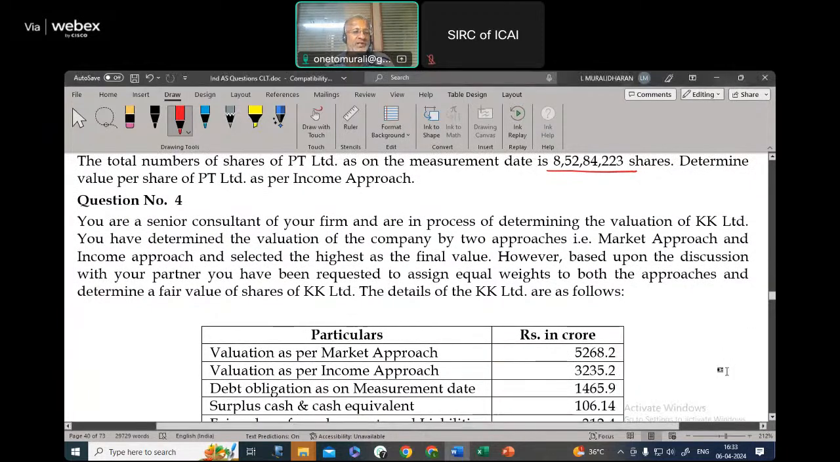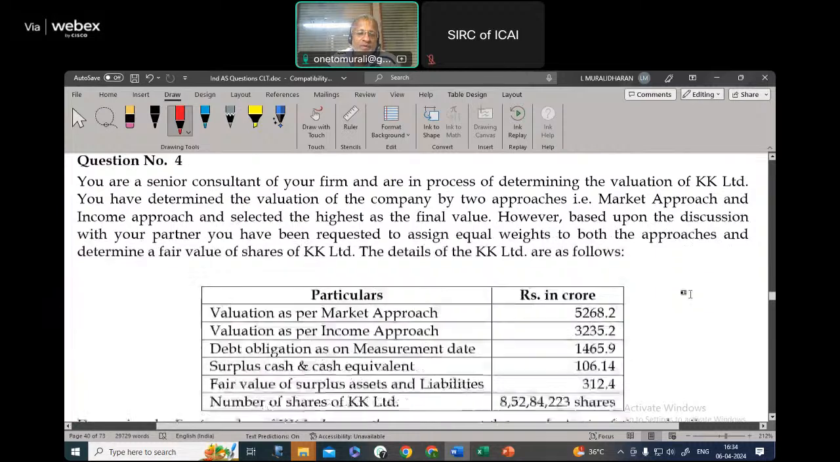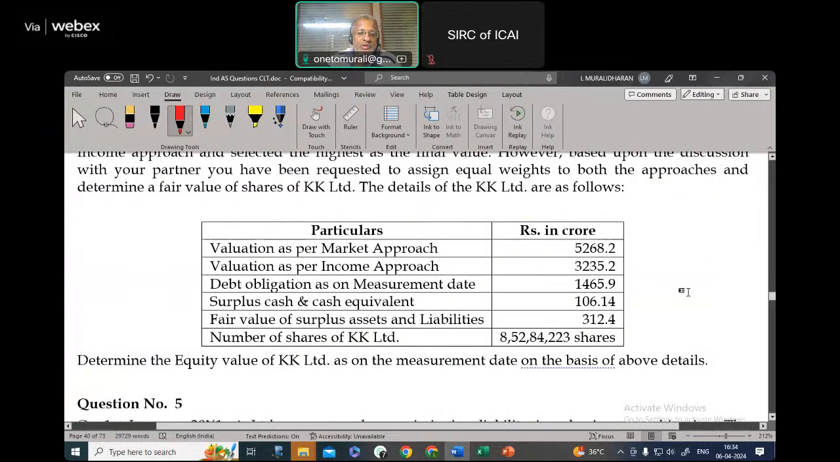You are a senior consultant of your firm and are in process of determining the valuation of KK Limited. You have determined the valuation of the company by two approaches, market approach and income approach, and selected the highest as the final value. However, based upon the discussion with your partner, you have been requested to assign equal weights to both the approaches and determine a fair value of shares of KK Limited. The details of KK Limited are as follows: valuation as per market approach, income approach, debt obligation, surplus cash.